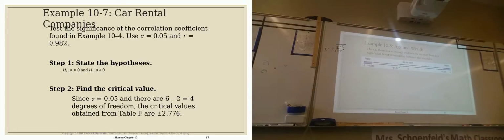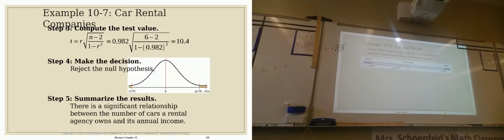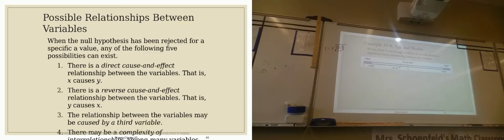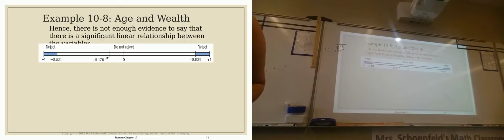There's not enough evidence to say that there is a significant linear relationship. That doesn't mean there's not a relationship. That just means it might not be a linear relationship. Sorry, I'll go back. That's what your graph should look like. Let me click through so you can look at it. 0.834, 0.176, okay. So that's what your graph should look like.